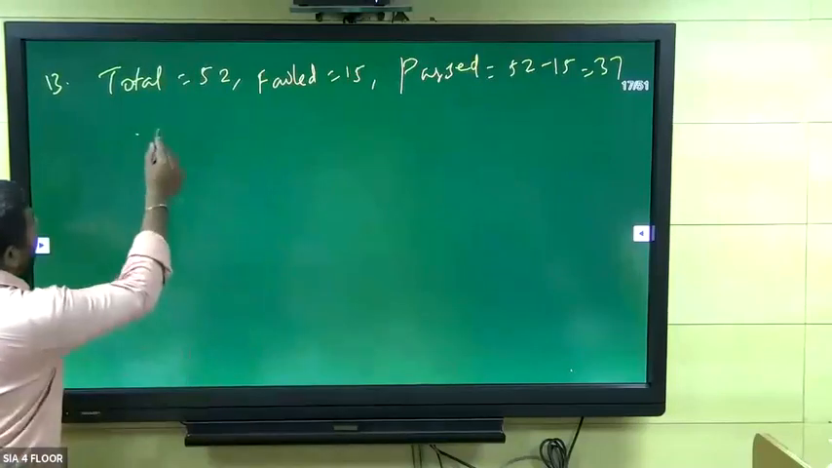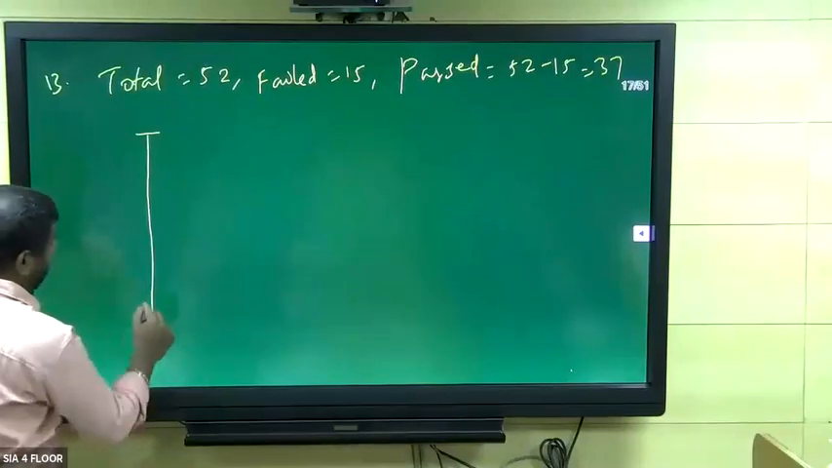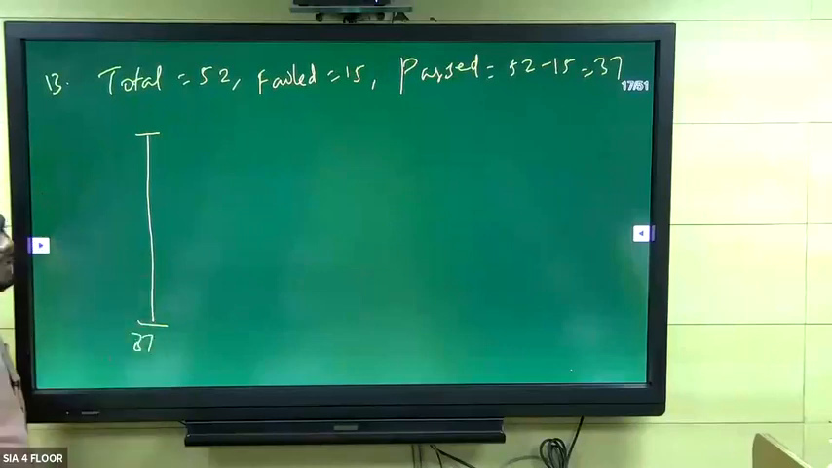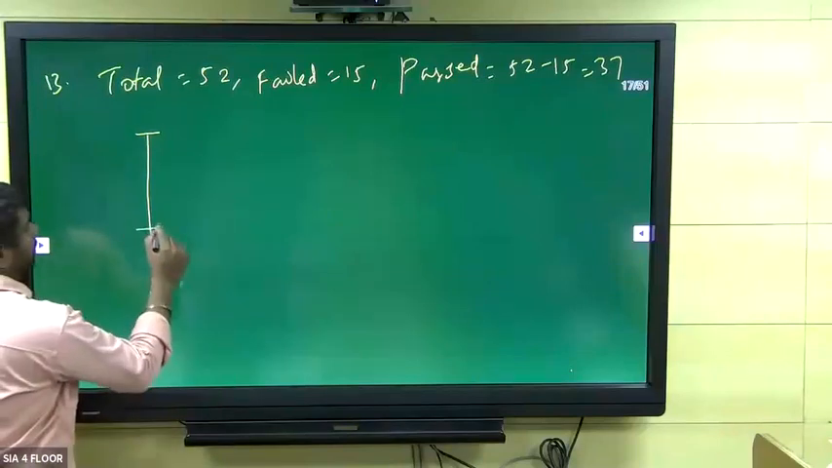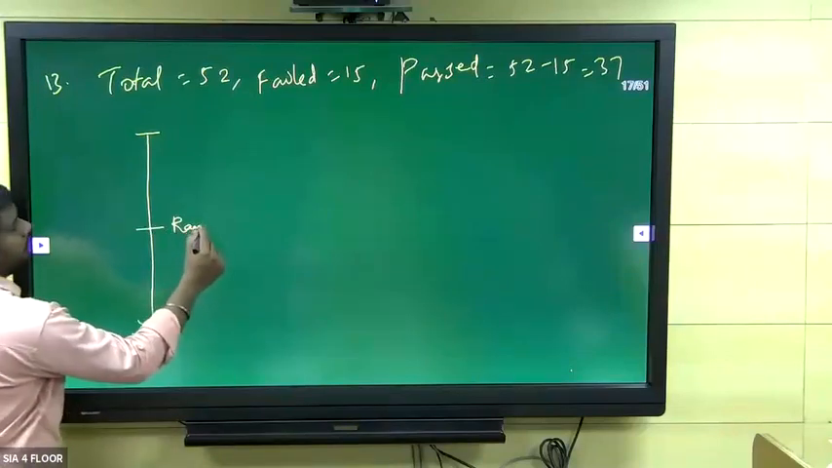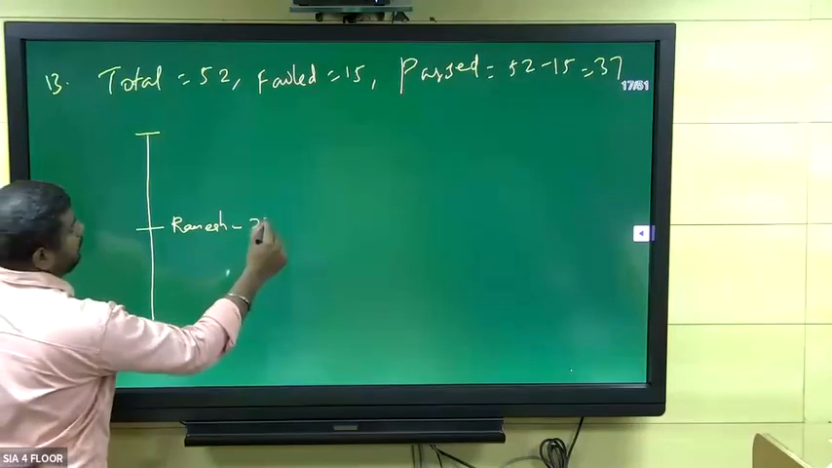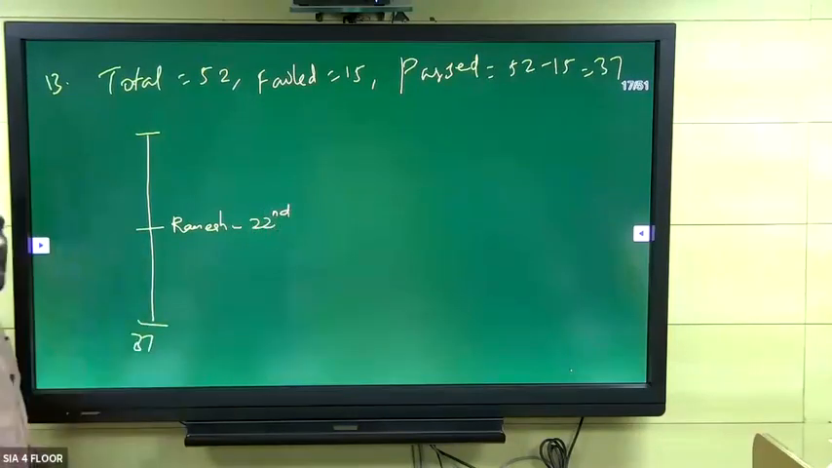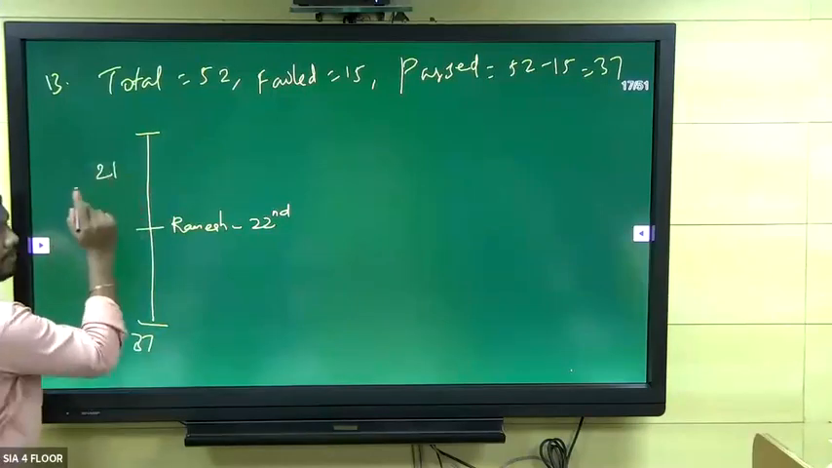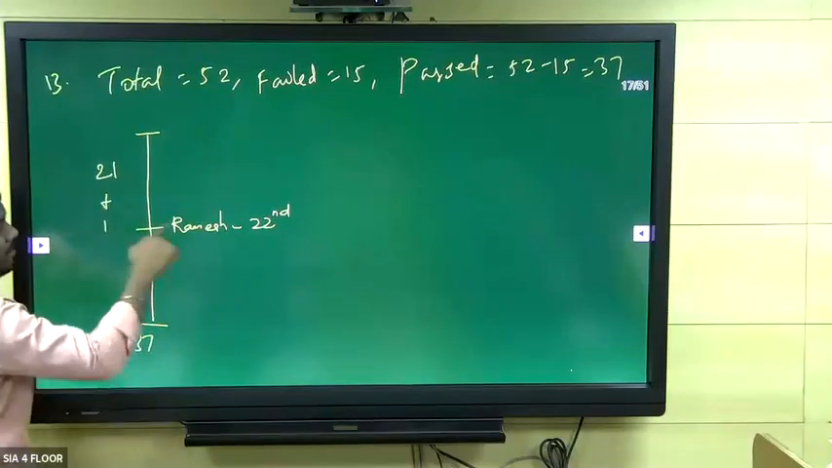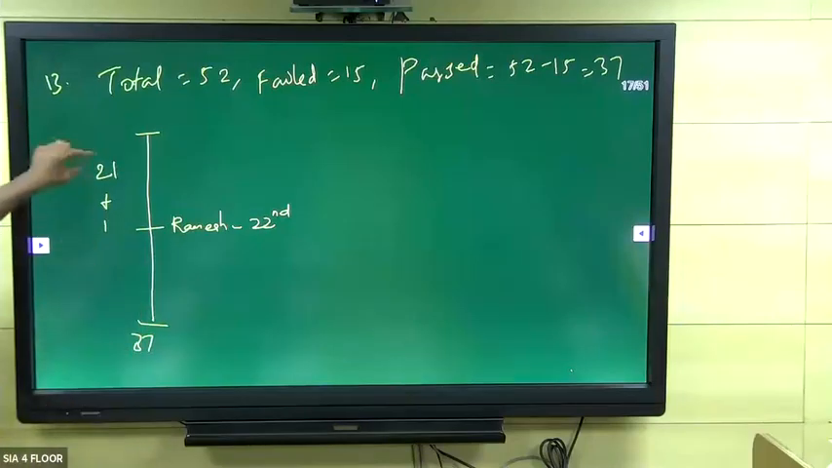So listen here. Our total value is 37. In this, Ramesh is 22nd from the top. How many persons are above Ramesh? 21 persons, right? So plus 1, Ramesh is in 22nd position. So persons above Ramesh is 21.